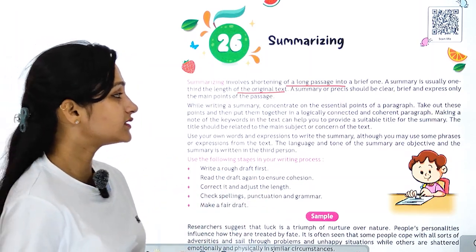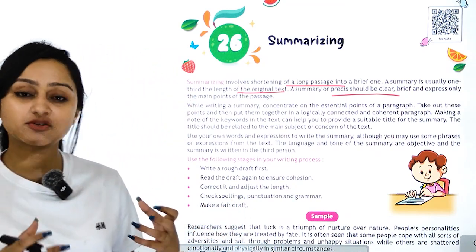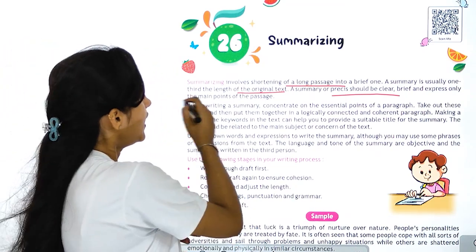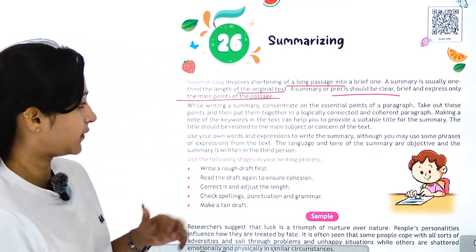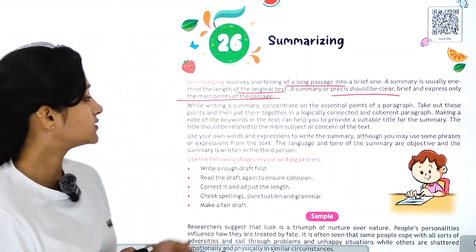A summary or process should be clear. जो summary का process होना है वो clear होना चाहिए, brief होना चाहिए, expressive होना चाहिए, and express only the main points of the passage. जो main points हैं वो ही explain करें वहाँ पे बस.